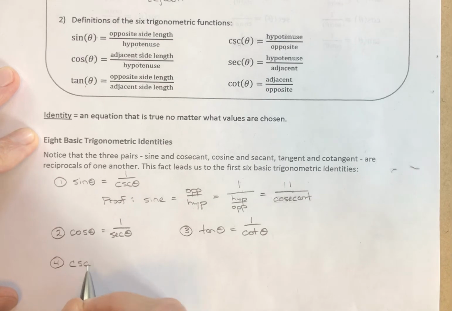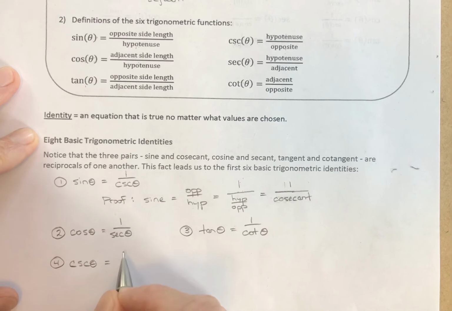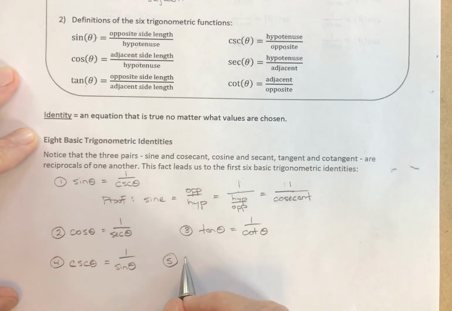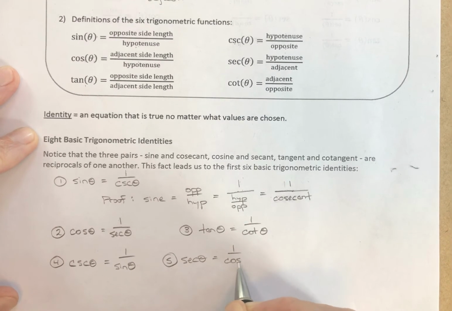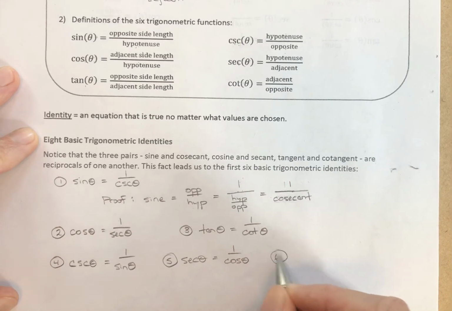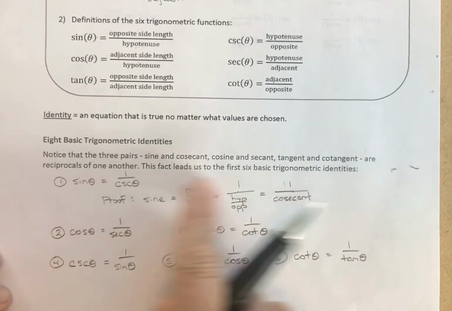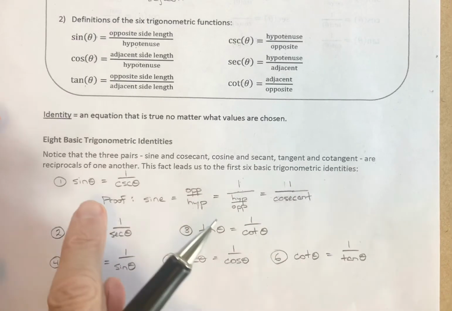So the cosecant, of course, if the sine of the angle is equal to 1 over the cosecant, then the cosecant equals 1 over the sine. And same thing here, if the cosine is 1 over the secant, then the secant of the angle is 1 over the cosine. And finally, if the tangent is 1 over the cotangent, then the cotangent of an angle is 1 over the tangent.